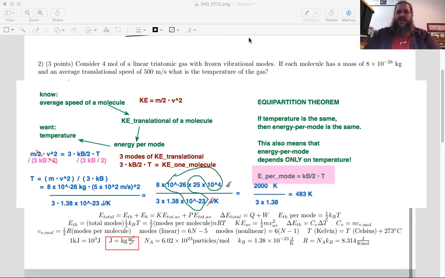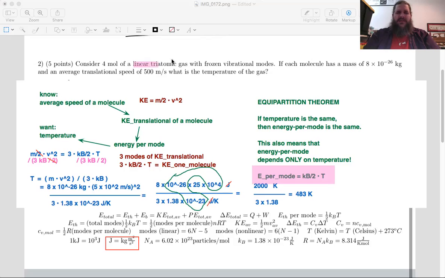On the other hand, if we were given information about the whole substance, like if we were told the thermal energy of the whole thing, we'd need to pare that down to energy of individual molecules and individual modes. So in that case, the number of molecules would be important. But in this case, we don't have information about the whole thing. We have information about individual molecules, and that's what's important.